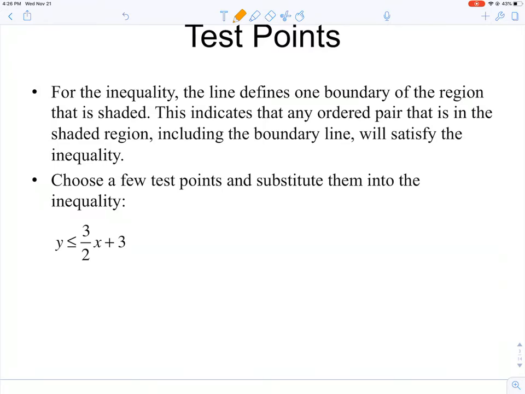So if I choose the point (4,2) to test, I'm substituting 2 in for y and 4 in for x. I simplify the right-hand side. That'll be 6 plus 3. We get 2 is less than or equal to 9. Well, that's a true statement. Therefore, the ordered pair (4,2) is part of the solution set to this inequality.